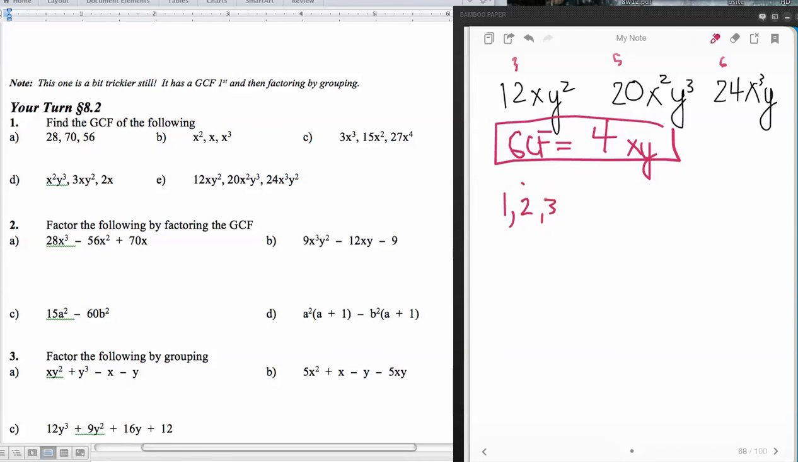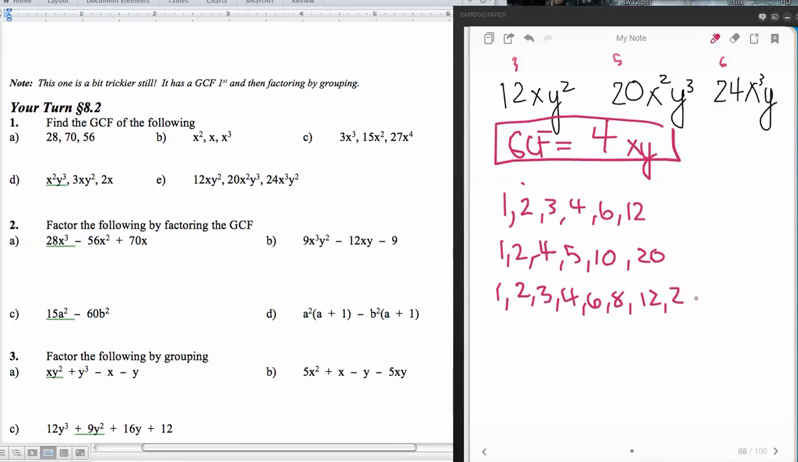1, 2, 3, 4, 6, and 12 for 12. 1, 2, 4, 5, 10, 20 for 20, and I am thinking in my head the back and forth. I'm just not sharing that with you. And 1, 2, 3, 4, 6, 8, 12, and 24. And now looking across down from the top, no 24s, 12s in common there and there, but not here.